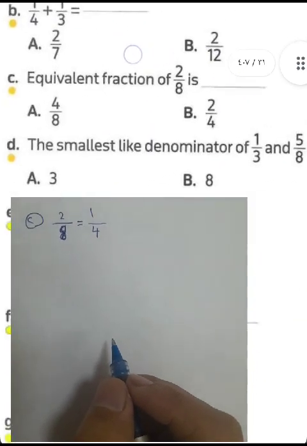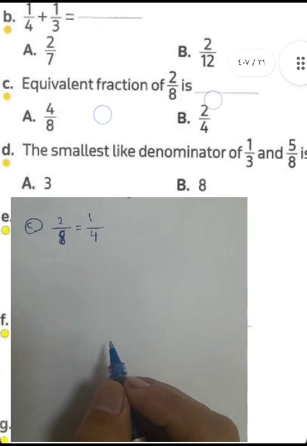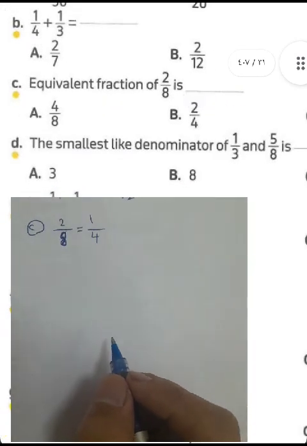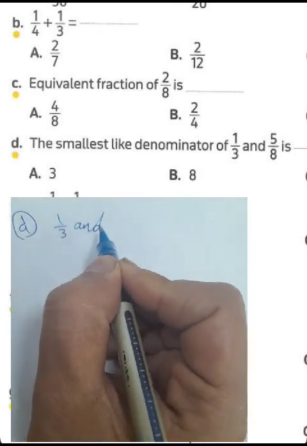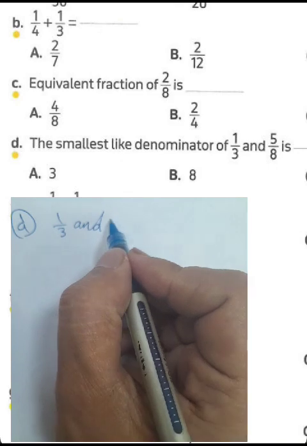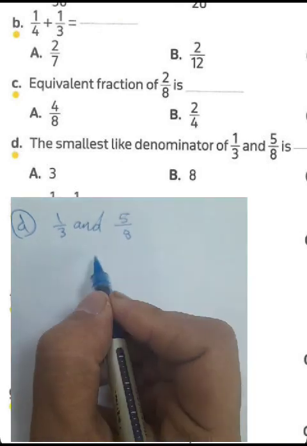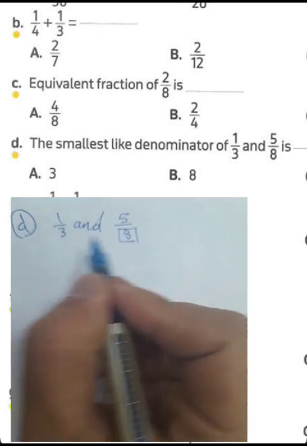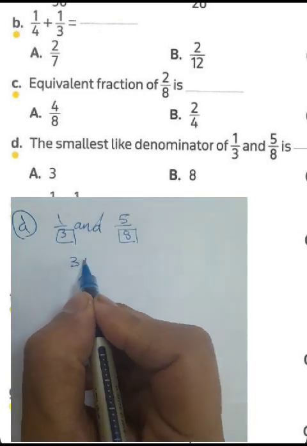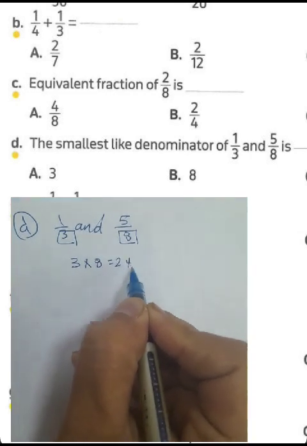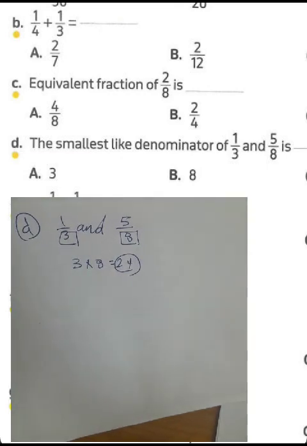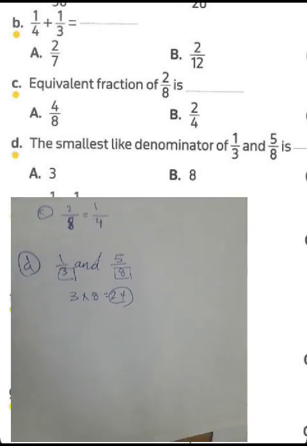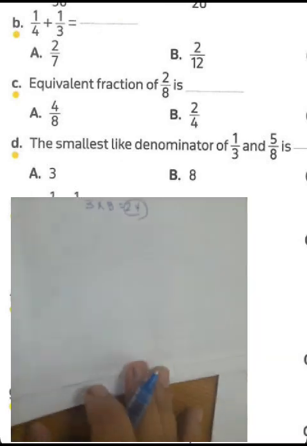Next question, letter D. The smallest like denominator of 1 over 3 and 5 over 8. We have here 1 over 3 and 5 over 8. The least common multiple between 8 and 3 will be their product. 3 times 8 equals 24. Then the least common multiple between the two denominators 3 and 8 will be 24.